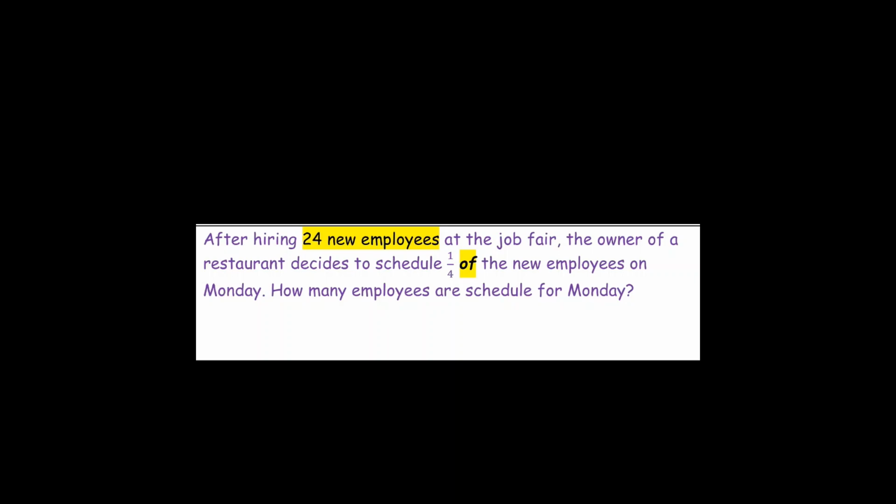After hiring 24 new employees at the job fair, the owner of a restaurant decided to schedule a 4th of the new employees on Monday. How many employees are scheduled for Monday? Well, here you're looking for a 4th of 24 new employees. You're looking for a part of a group. The group is the employees, and the part is 1/4. So solve for 1/4 of 24.